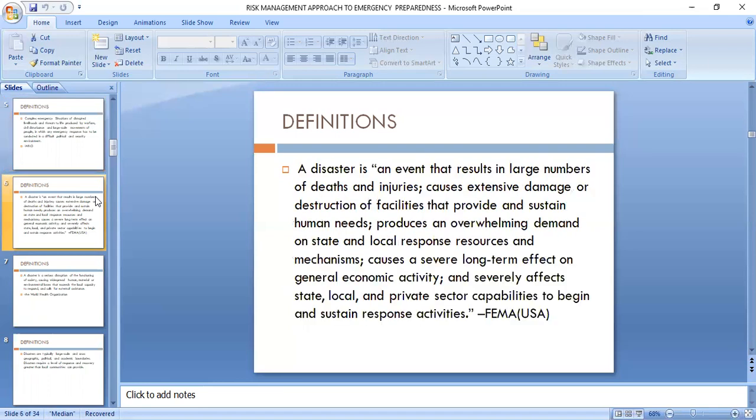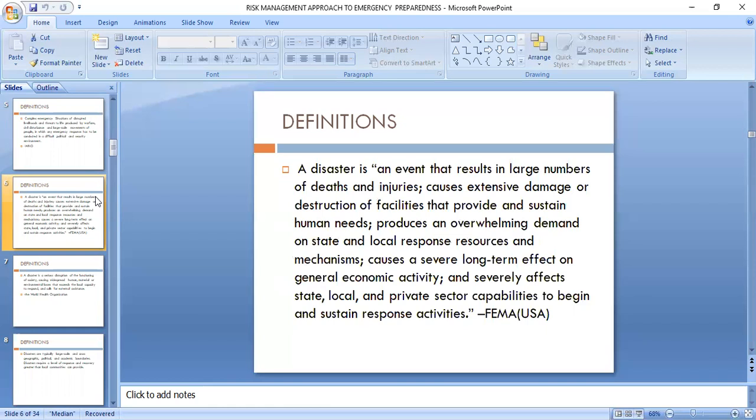So a disaster, according to FEMA USA, is an event that results in large numbers of deaths and injuries, causes extensive damage or destruction of facilities that provide and sustain human needs, produces an overwhelming demand on state and local response resources and mechanisms, causes a severe long-term effect on general economic activity, and severely affects state, local, and private sector capabilities to begin and sustain response activities.